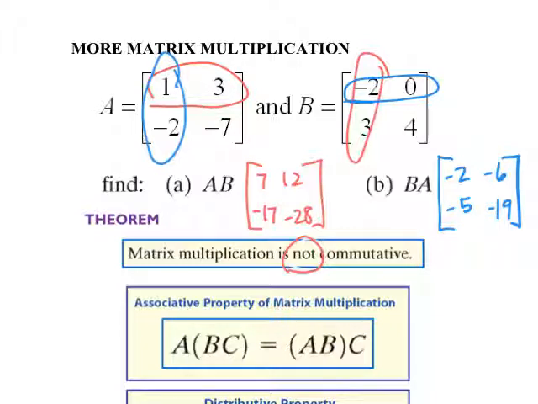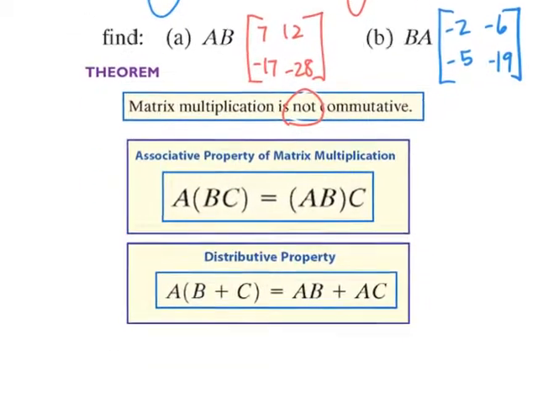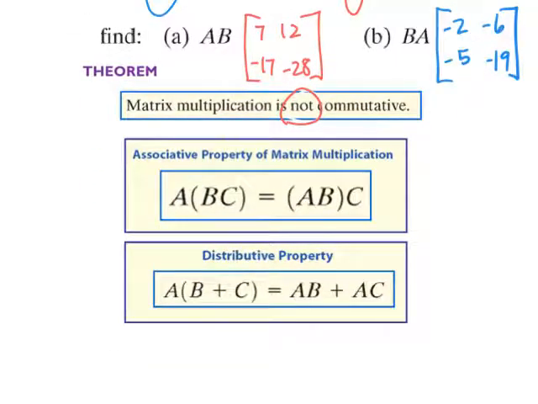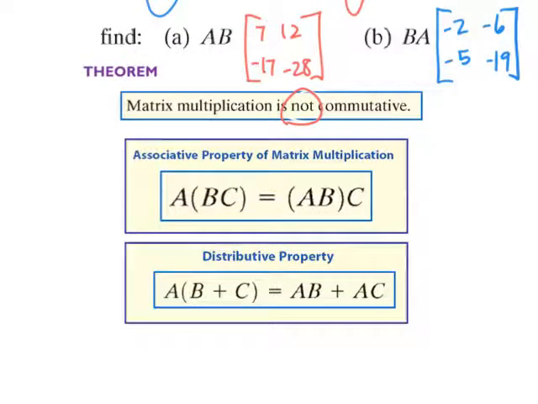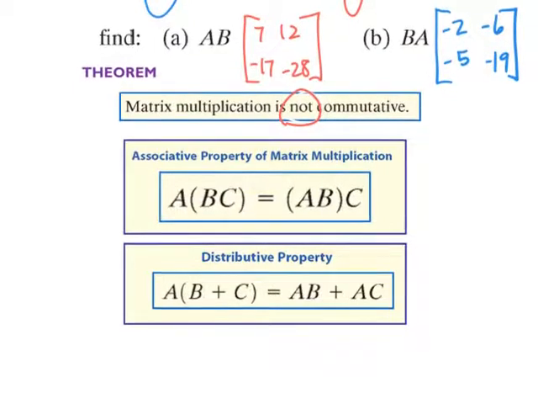Okay, so let's look also at some other properties that do apply. One is the associative property. Note in this one, you're not changing the order. It still goes A, then B, then C, but you're changing the order of the process. So here you multiply B times C first, and then you multiply in A. And on this side, you multiply A times B, and then you do that result times C.